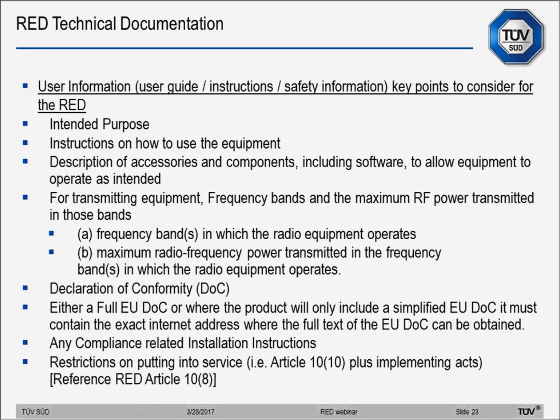As with all the directives, the product should be supplied with a declaration of conformity or a simplified declaration of conformity. If the simplified declaration of conformity is in the user guide, it must contain the exact internet address where the full text of the EU Declaration of Conformity can be found, as per Annex 7 of the RED. The user guide needs any compliance-related installation instructions, and the new requirement for the RED is that if there are any restrictions on putting into service, it needs to comply with the requirements in Article 10.10 or any other implementing acts that may be applicable to the product.